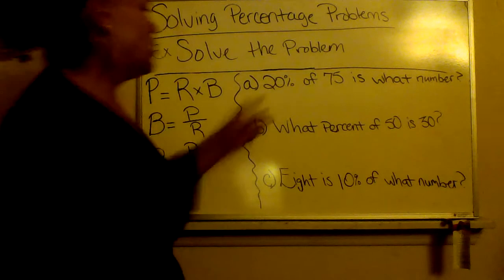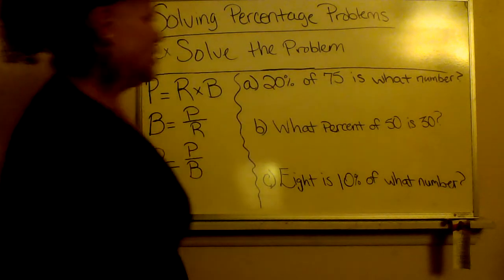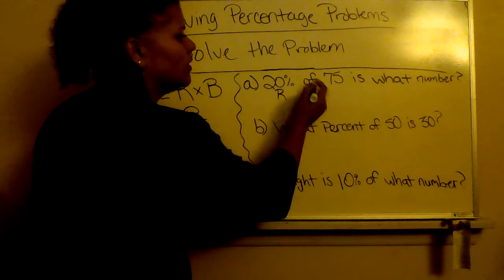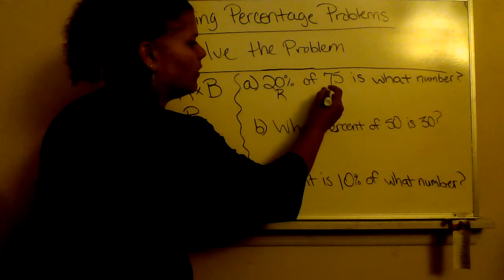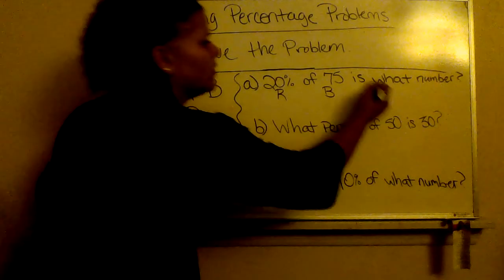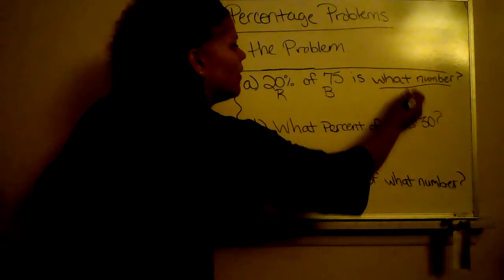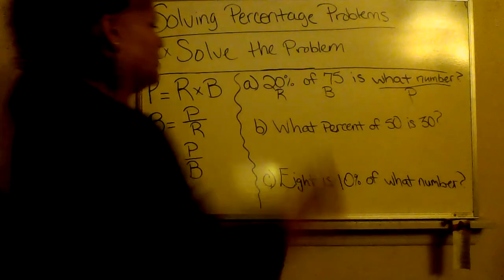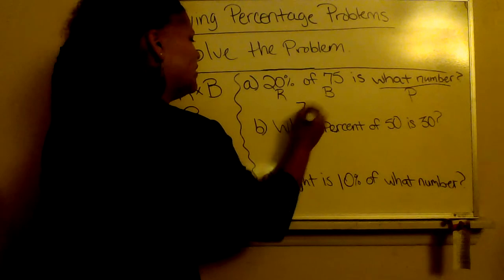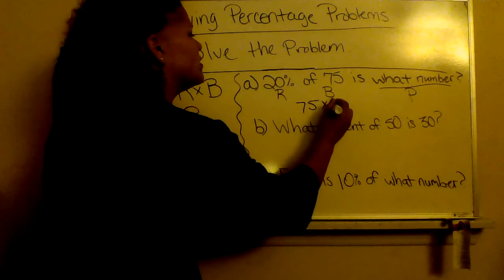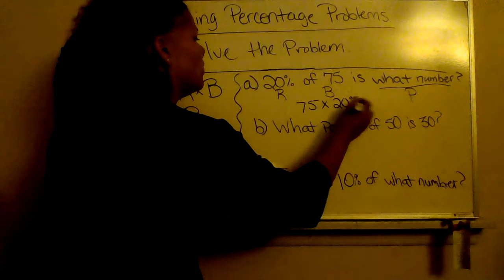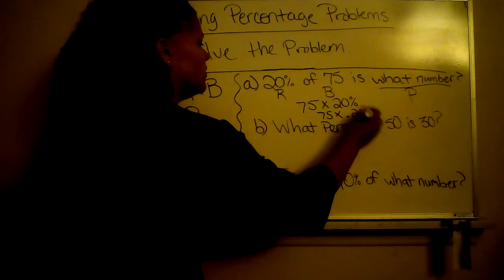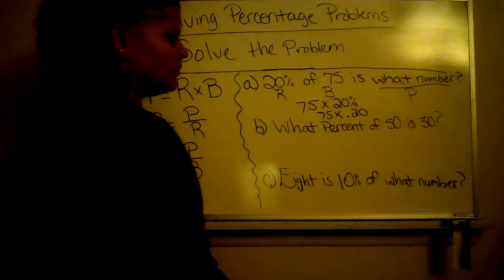For example, we have 20% of 75 is what number? Let's see what information we have. We have our rate of 20%, and 75 is your whole, or the base. So that means we're looking for the portion. Which formula will we use? If we're looking for a portion, rate times base. So we'll take 75 times 20%, or 75 times 0.20. You convert it to a decimal to make it a little easier.